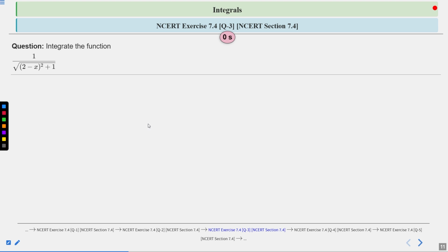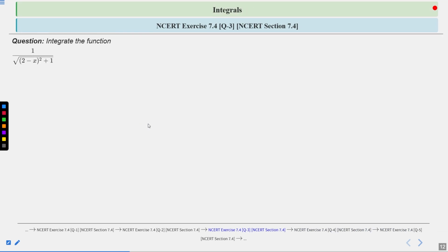Hope you all have attempted the given question. Let us see how we can solve this. The question is to integrate the function 1 upon root over (2 minus x) whole square plus 1. The correct answer is log mod 1 upon 2 minus x plus root over x square minus 4x plus 5, plus c.